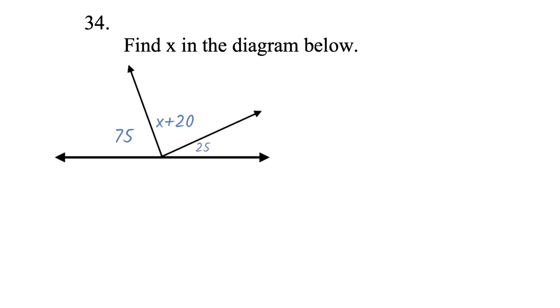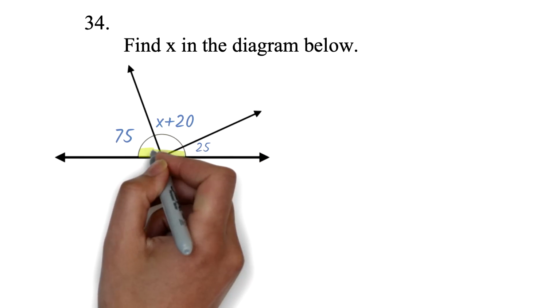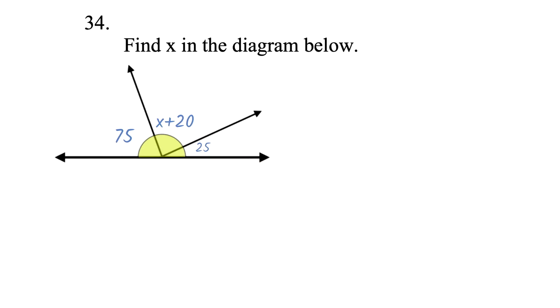Find x in the diagram below. The work here is being able to identify that this is angles on a straight line. Angles on a straight line add up to 180 degrees. Once you know that, you will just add everything and equate it to 180. Then solve the resulting equation.